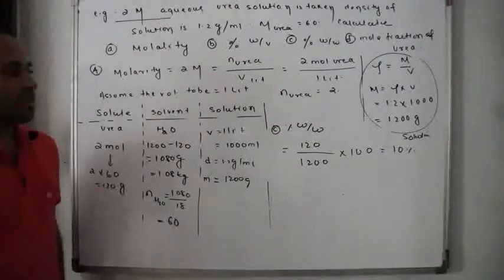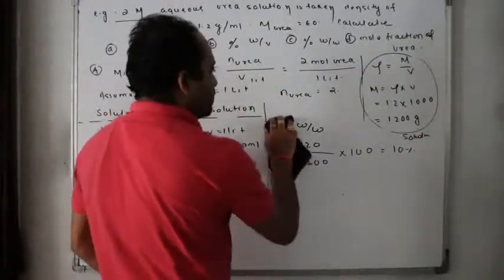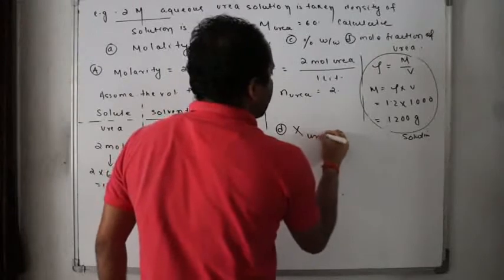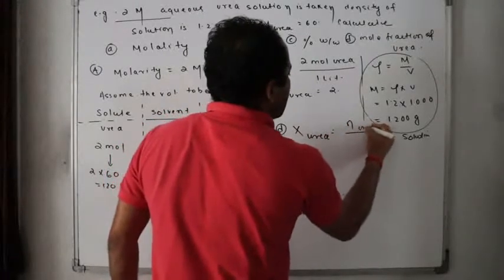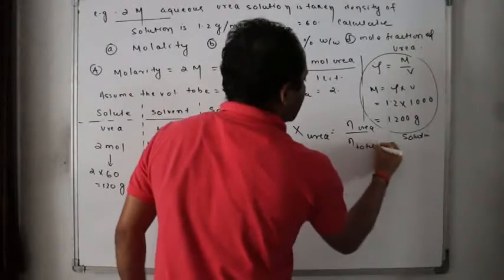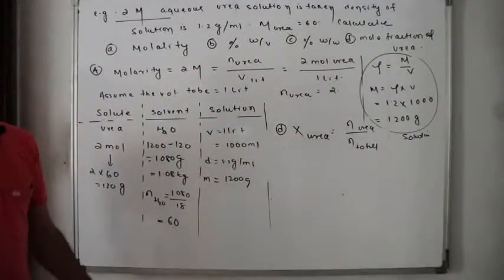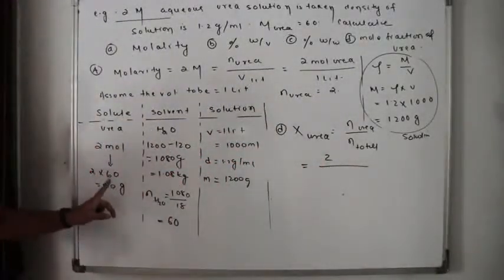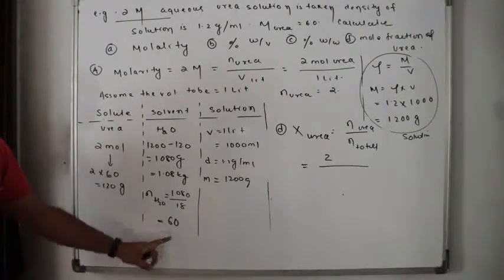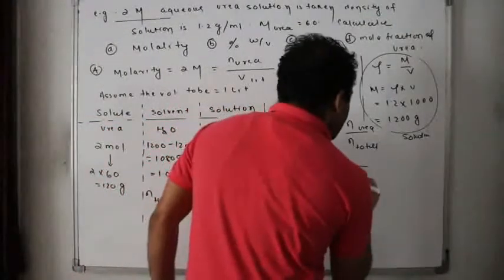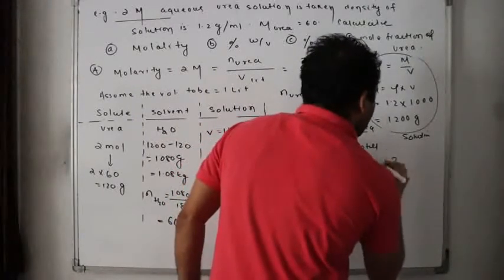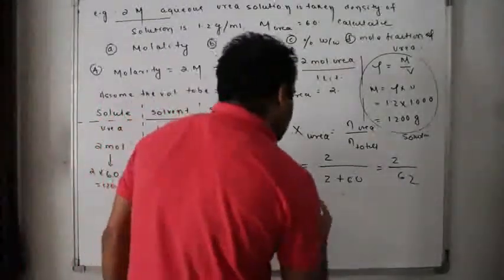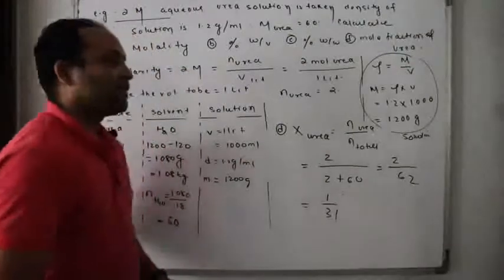Fourth question: mole fraction of urea. Pause it and write it. How to find the mole fraction of urea? Number of moles of urea by N total. Say yes or no? Now it's very simple. Mole fraction of urea is number of moles of urea, 2 moles, by number of moles of urea plus water, 60 moles. So it is 2 by 2 plus 60, which equals 2 by 62, or 1 by 31.